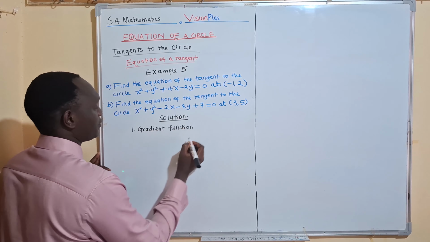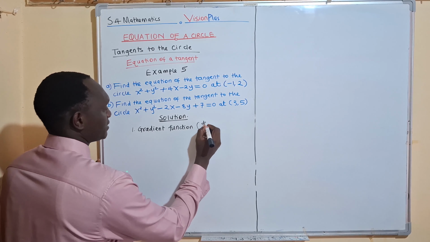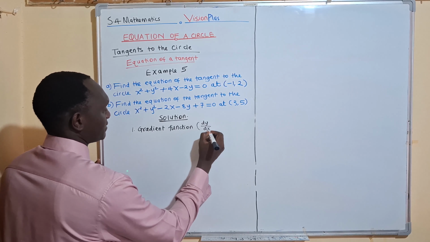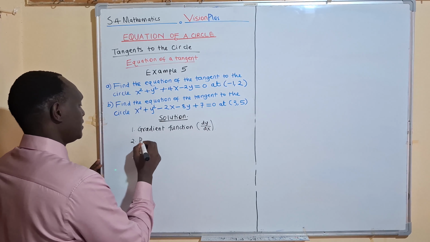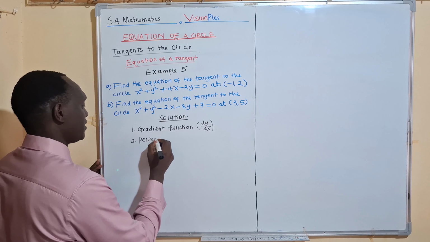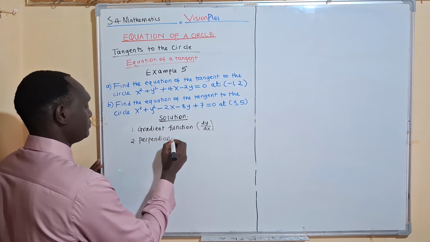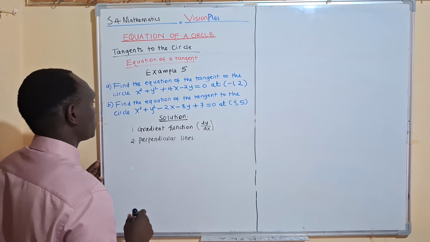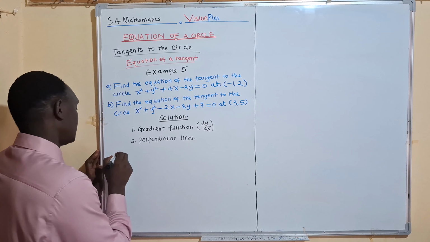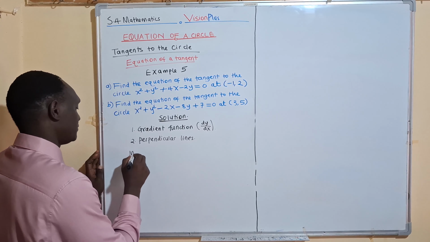The gradient function of the circle, which is dy/dx. And then method 2 will be the method of perpendicular lines. So let me start with part A using method 1.